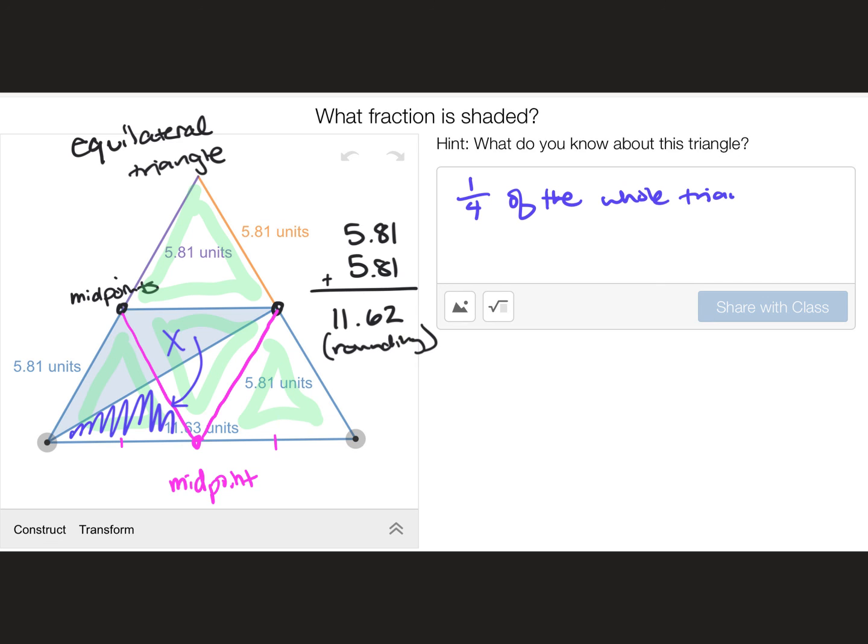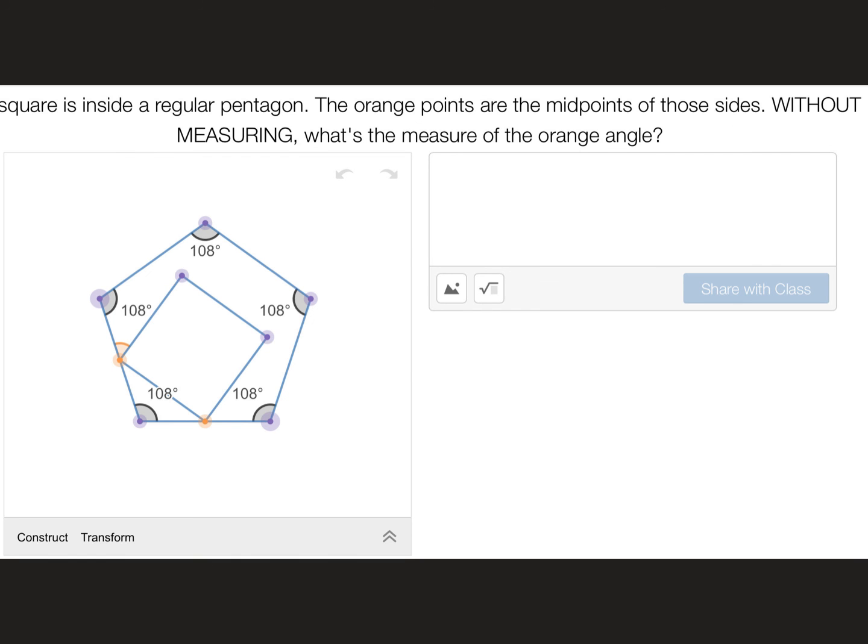There are some other ways of doing it. This is just one of them. By all means, share if you have others. And the very last one.